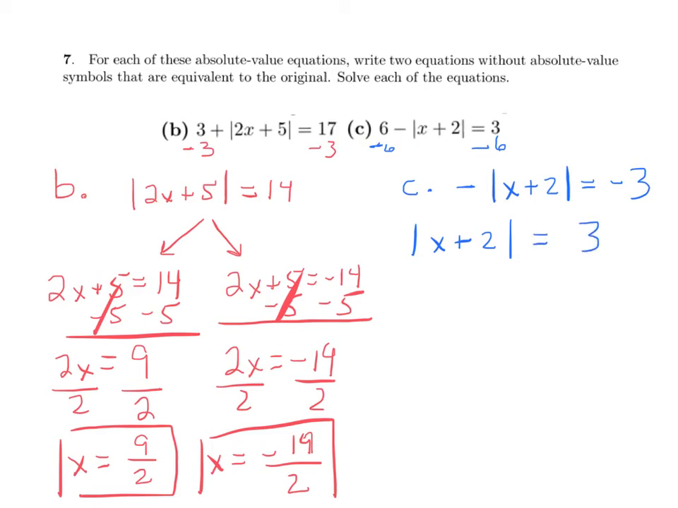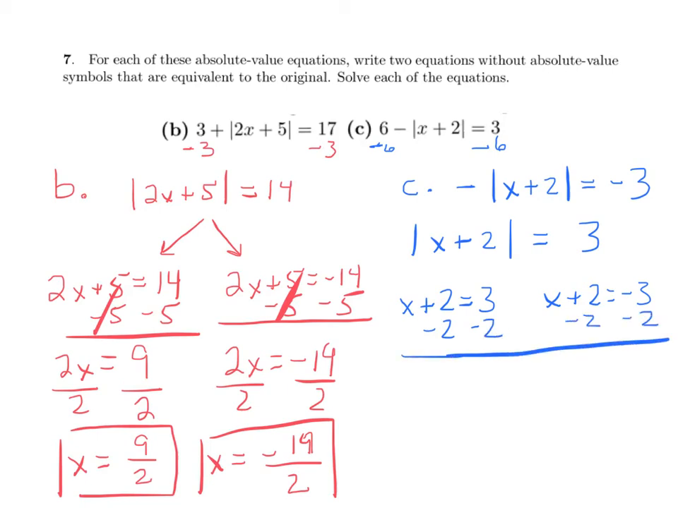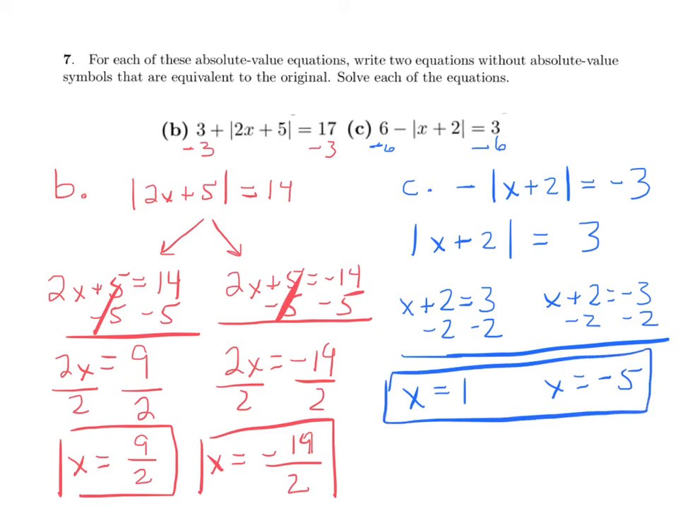We can make two equations from this. We get x plus 2 equals 3. X plus 2 equals negative 3. And we can solve these all at once. Subtract 2. You get x equals 1. X equals negative 5. 2 answers and done. So questions about absolute value equations. I'll have probably one of those on the test.